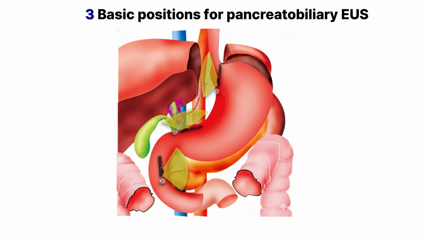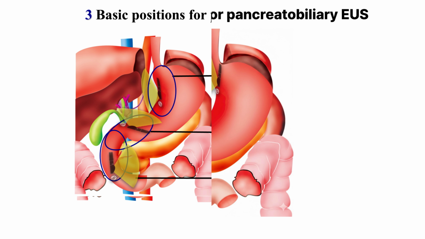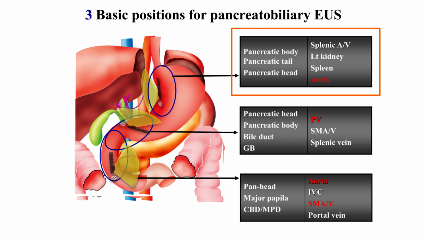I would like to introduce 3 fundamental viewing positions for pancreatobiliary endoscopic ultrasound. The illustration on this slide shows the pancreas, the surrounding organs, and the major vessels. First, we refer to the position of the upper stomach and cardia as the G position. When examining the pancreatic body and tail at this position, we use the splenic artery, splenic vein, and left kidney as our main reference structures.